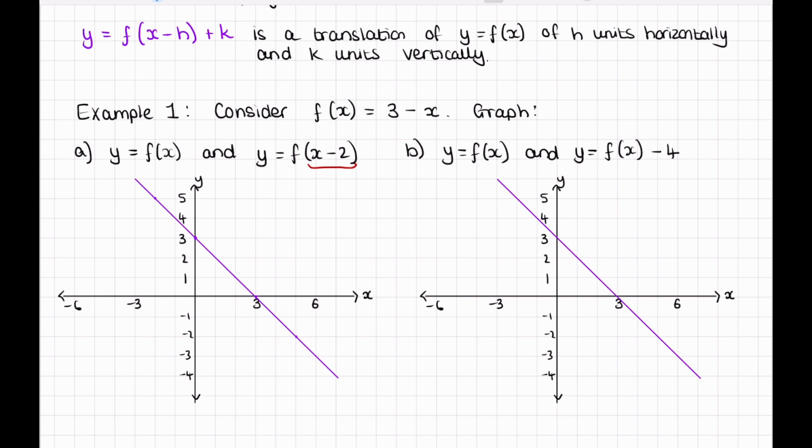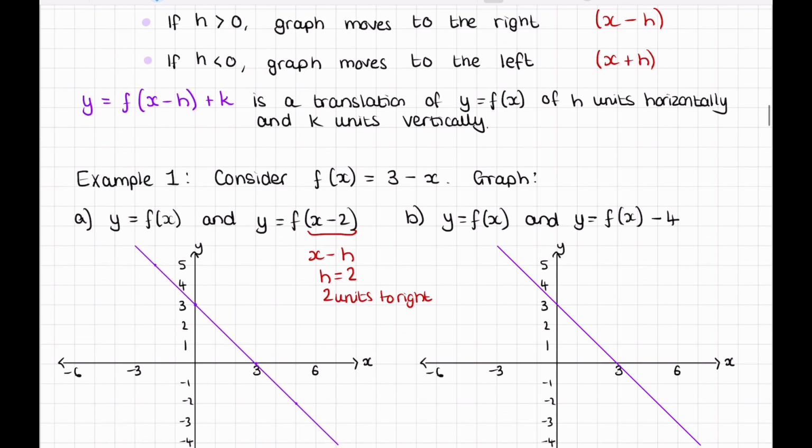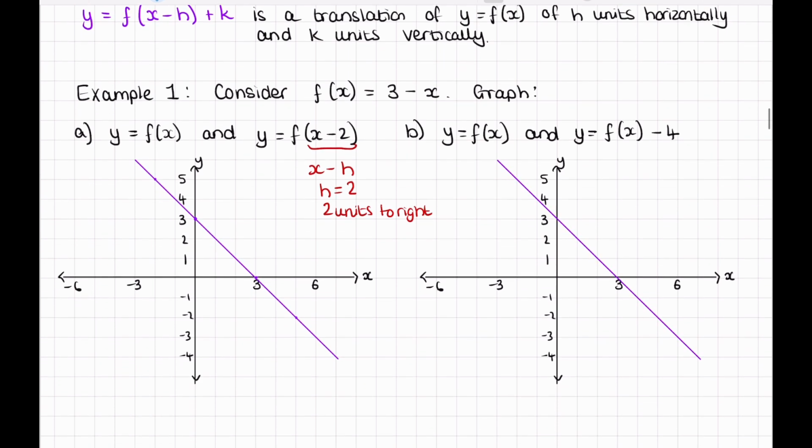Now, in here, we have x minus 2. Remember, this would be in the form x minus h, which therefore means our h equals 2. That means that we are translating our original function 2 units to the right, because if we look back up here, if our h is greater than 0, it moves to the right. So we just look at a few points on the graph and we just move them 2 units to the right. I've got a few dots on here, so 2 units to the right means that one will go to here, and then 2 units to the right, this one will go to there.